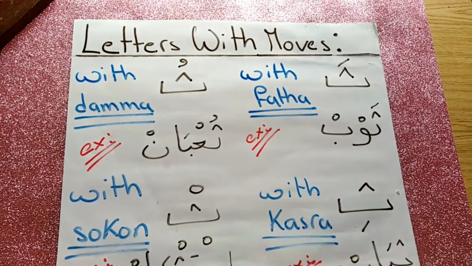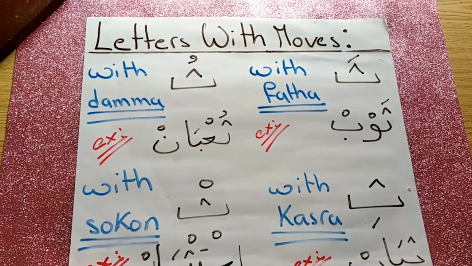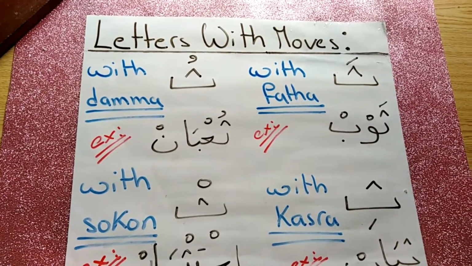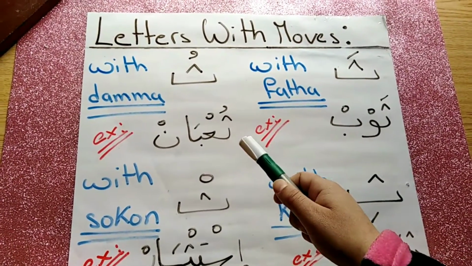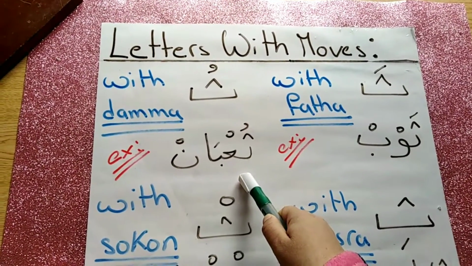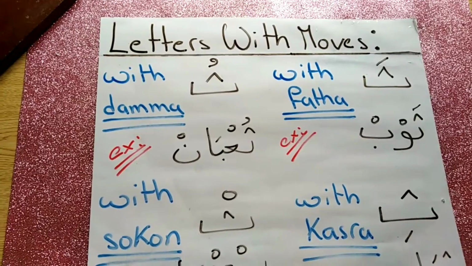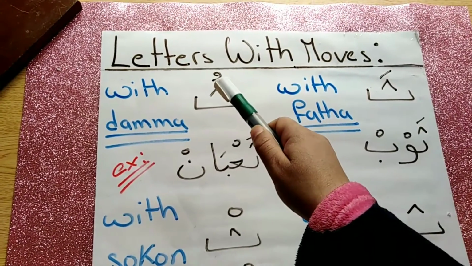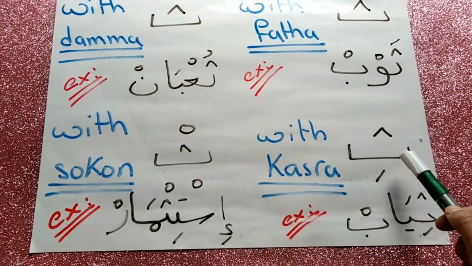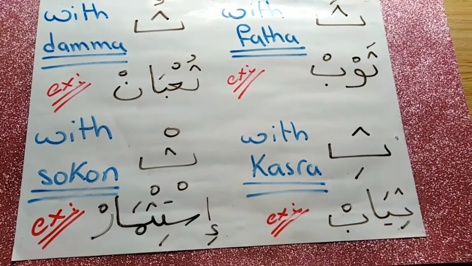Tha with dhamma is pronounced as thu. Example, thu'ban. The tha here is in the beginning. Thu'ban means a snake.